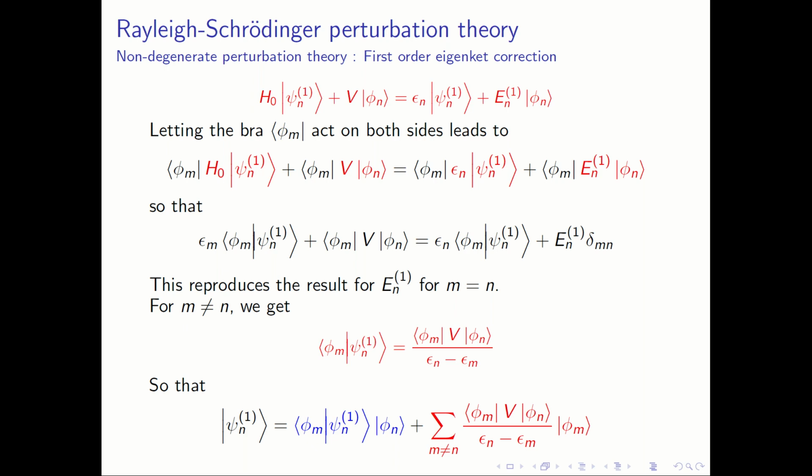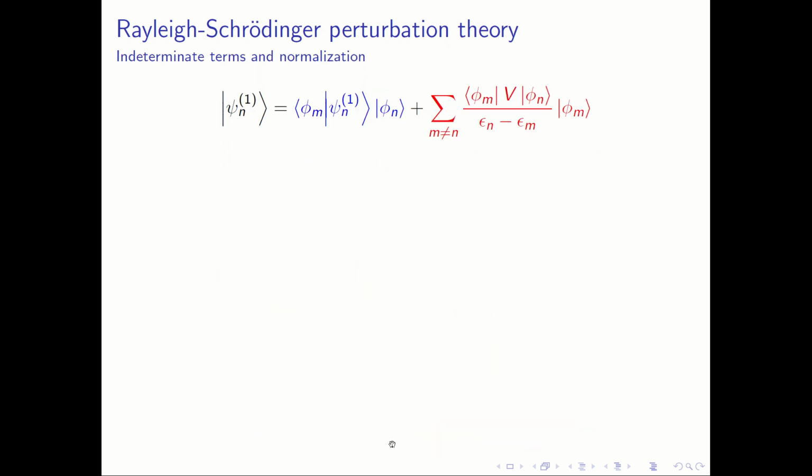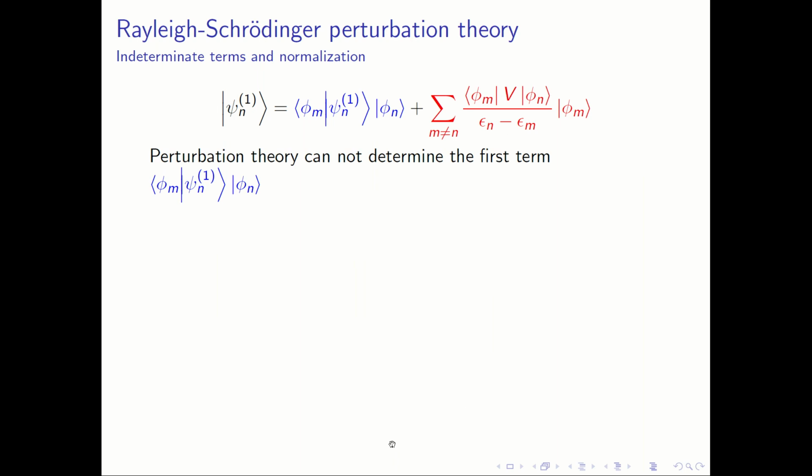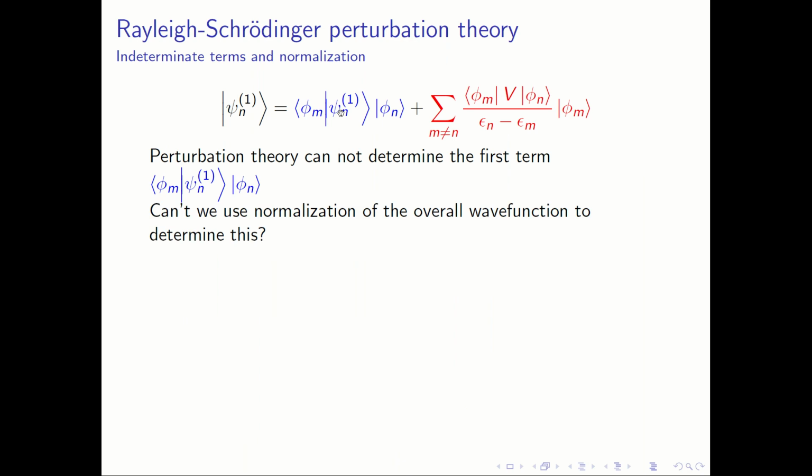Okay. So we have found out that the first order energy correction is simply the expectation value of V in the unperturbed energy eigenstate. The first order wave function correction is also pretty straightforward, except for the fact that there is an unknown undetermined piece here. Now can we find out this piece by demanding something else about the wave function, like demanding that it's normalized? Perturbation theory cannot determine this term, that's clear. So can we use normalization for this?